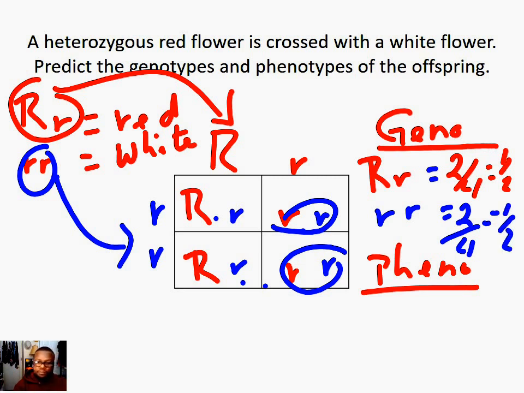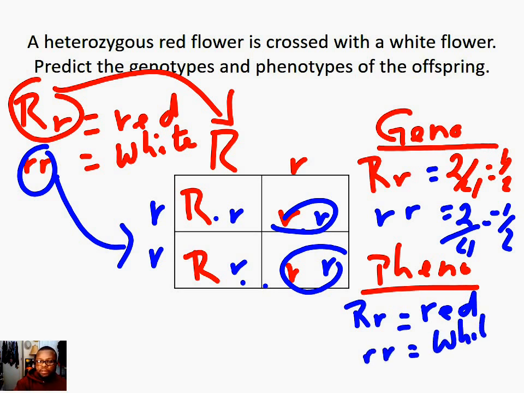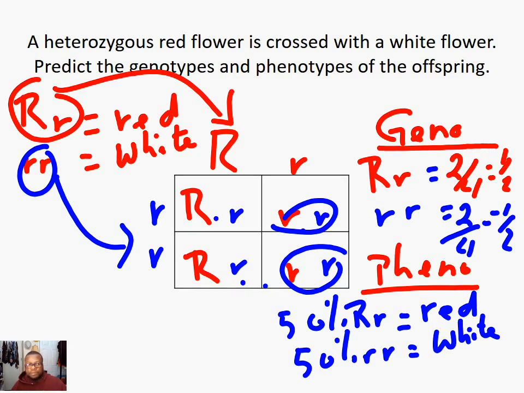What are our phenotypes now that we know what are the different gene outcomes? Well, if we have big R, little r, that means what? Red. If we have little r, little r, that means what? White. And therefore we have a 50% chance of a plant giving red flower, and a 50% chance of a plant giving white flower. Okay.